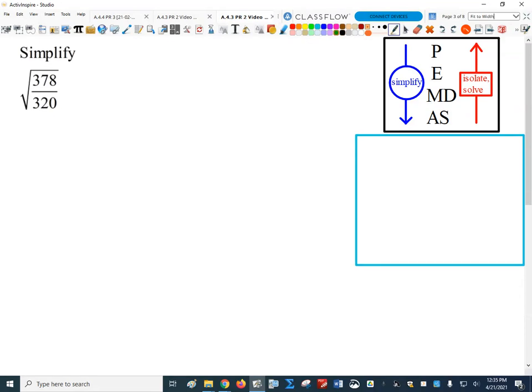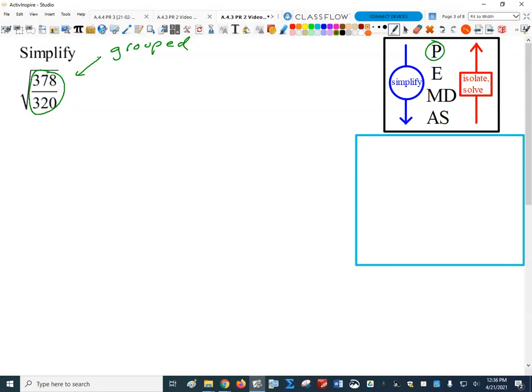So if we focus on this first step up here, the parentheses step, there aren't parentheses, but wouldn't you agree that all that stuff is grouped inside of the square root? Everybody see that? Okay, so then the first step is we want to ask ourselves, can we simplify the stuff that's inside of the square root? Can we reduce that fraction?